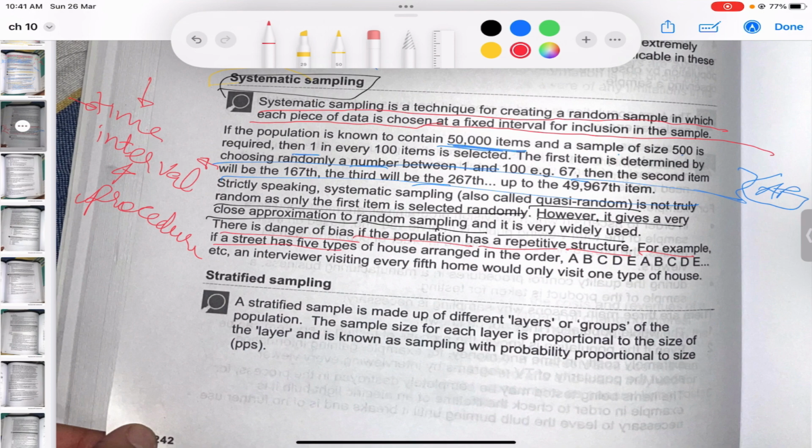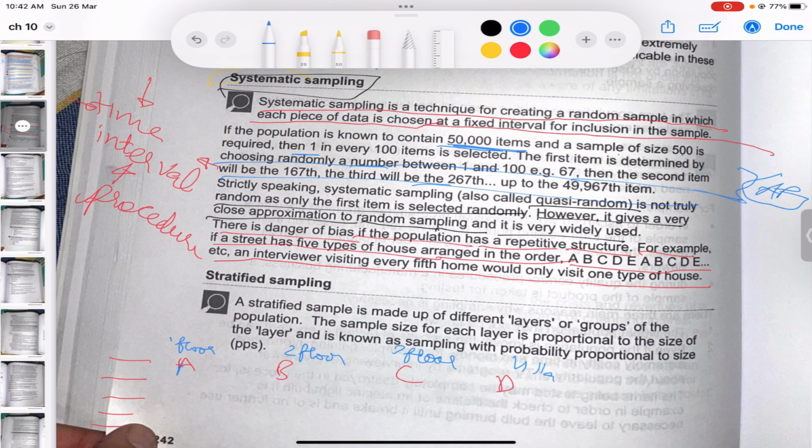For example, if a street has 5 types of houses arranged in the order A, B, C, D, E, F, G, A, B, C, D, E, an interviewer visiting every fifth home would only visit one type of the house. Now if the data is completely random, like it doesn't have repetitive things, then it would be okay. But let's say I have a society and it has rows like this, and in every row I have A, B, C, D types of house. So A is, let's say, a 1 floor house, B is a 2 floor house, C is a 3 floor house, and D is a villa. These are the types of houses in every row.